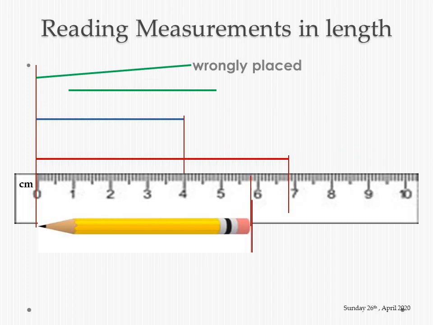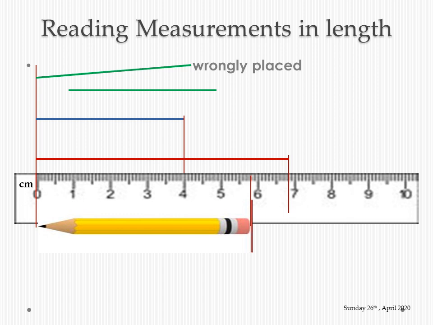Now let's see how to read measurements in length. Look at the first line, the first green line I have, and the second one. First I'll tell you the rules for measurements. When you're measuring in length, you must ensure that the tip or the beginning of the object you're measuring is touching the first line of your tape rule or your tape measure or your scale or your ruler.